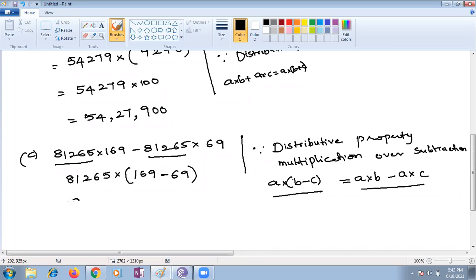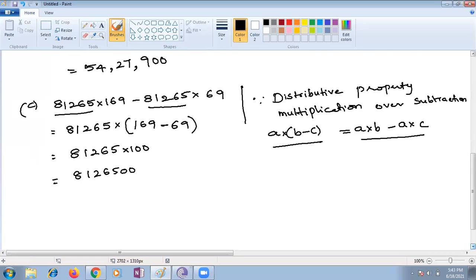So that is very clear. Ma'am, can I tell the answer? Yes, it becomes 8,126,500. Very good, Jaydeep. Can you read this number? 81,26,500.